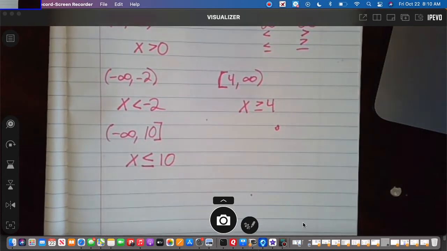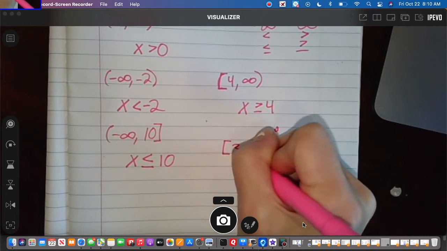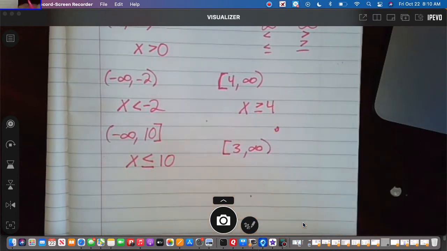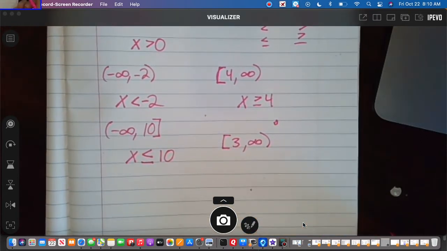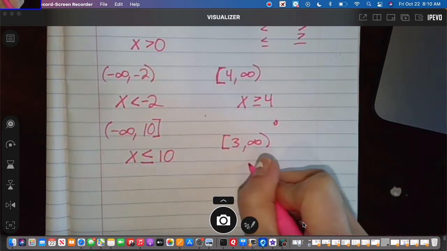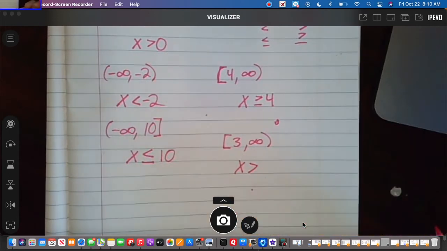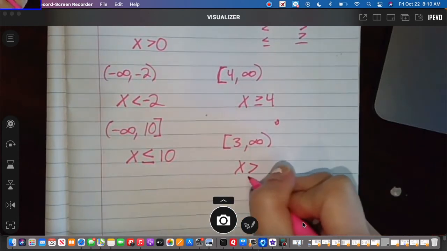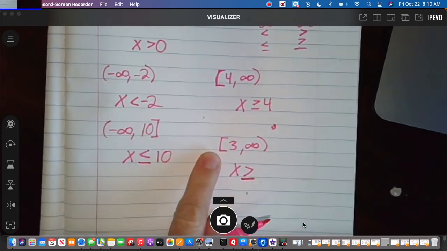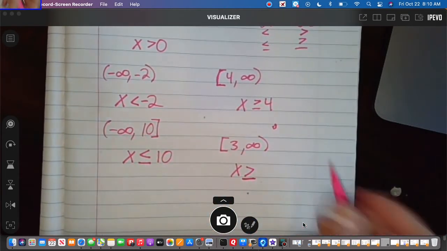Let's see. What if I had, this one was on your paper, 3 to infinity. Are we greater than or less than? Greater than. X is greater than. I may need to change it. Yeah, it's going to be equal to because of the bracket. And then what number am I looking at? 3.